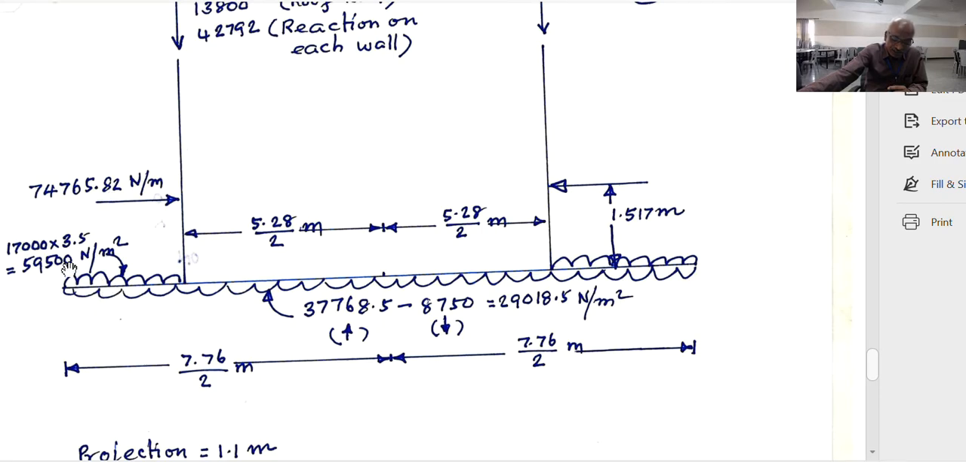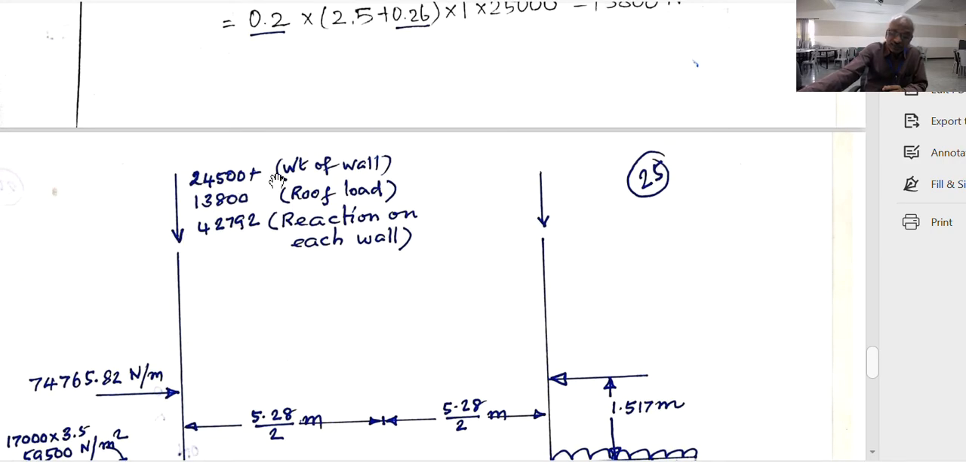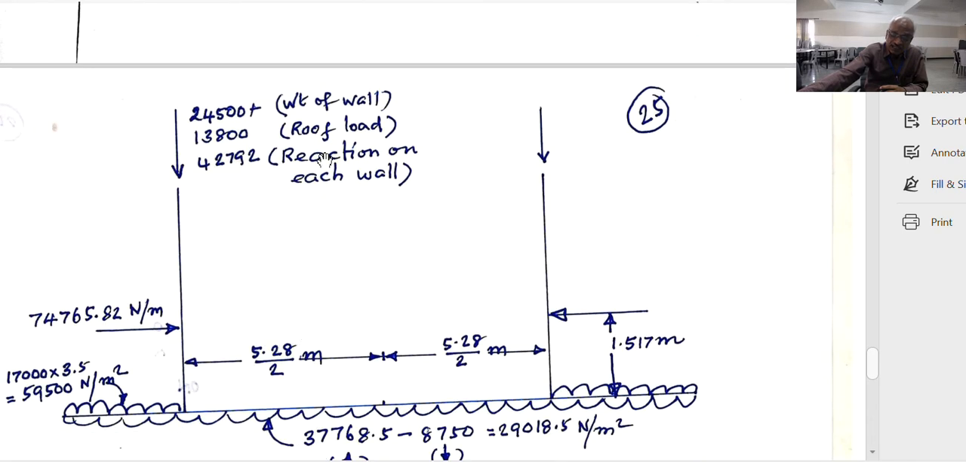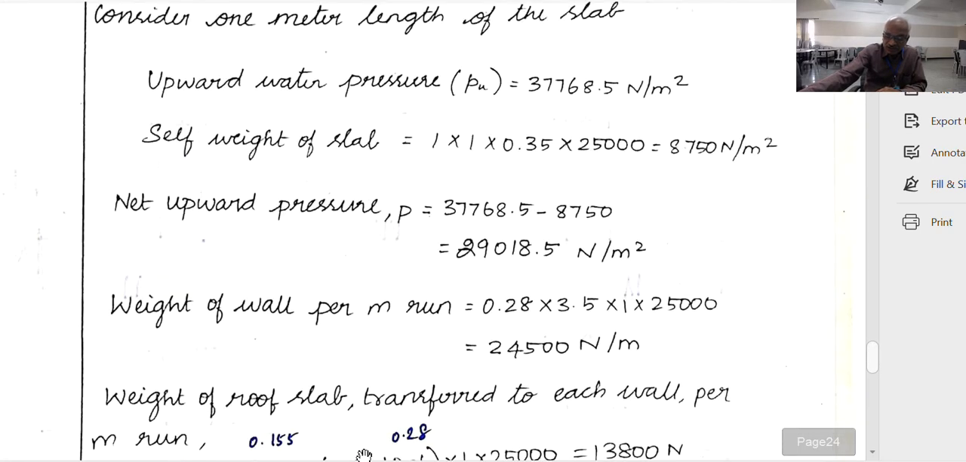This is the vertical pressure on the projection based on the height of earth, 17,003.5, plus weight of wall, plus roof load, plus reaction on each wall. So how we are going to calculate this, we are going to discuss. If the calculation of these forces is understood, and if you are able to sketch the forces properly, calculation is nothing. We'll be showing a number of lengthy calculations. But 29.01 is now clear.